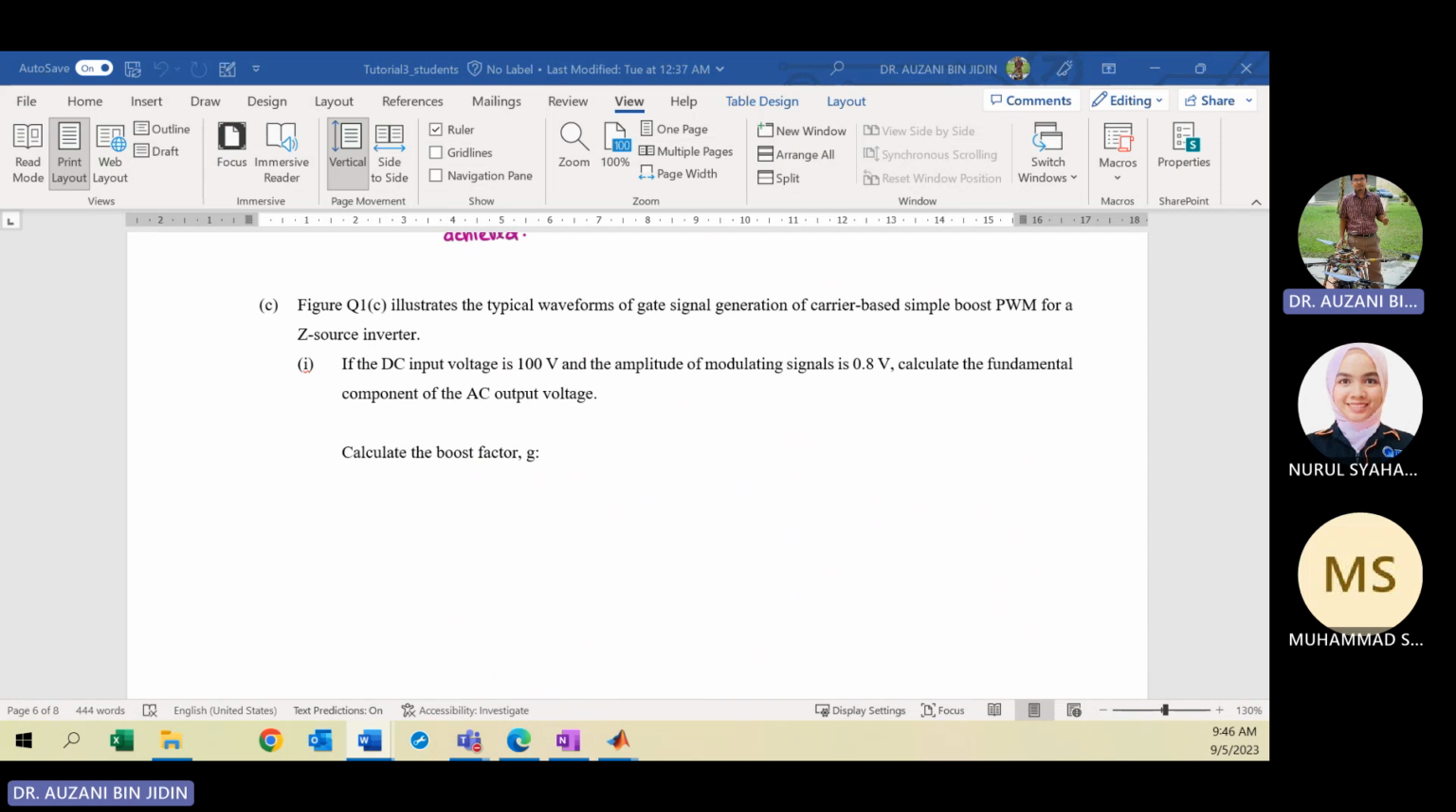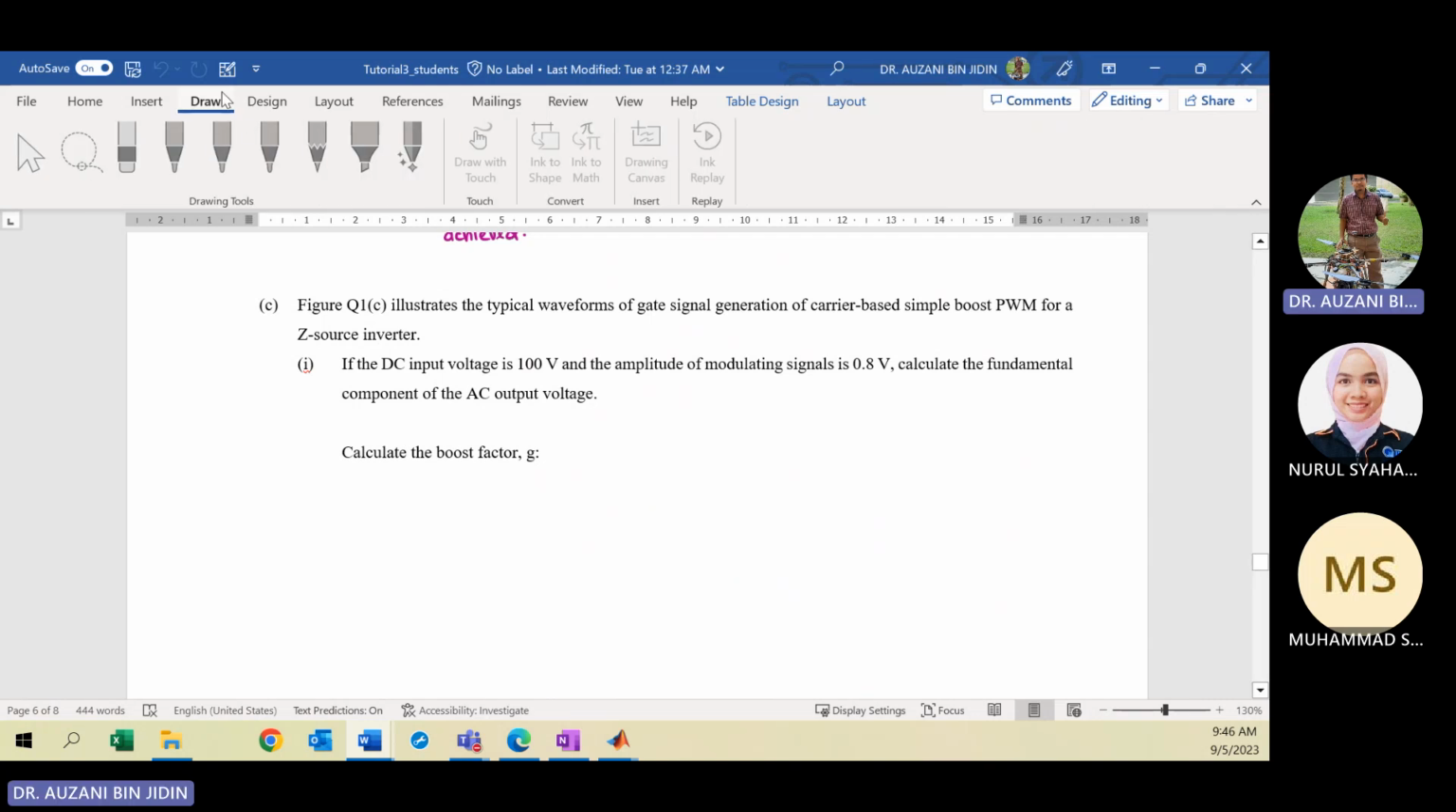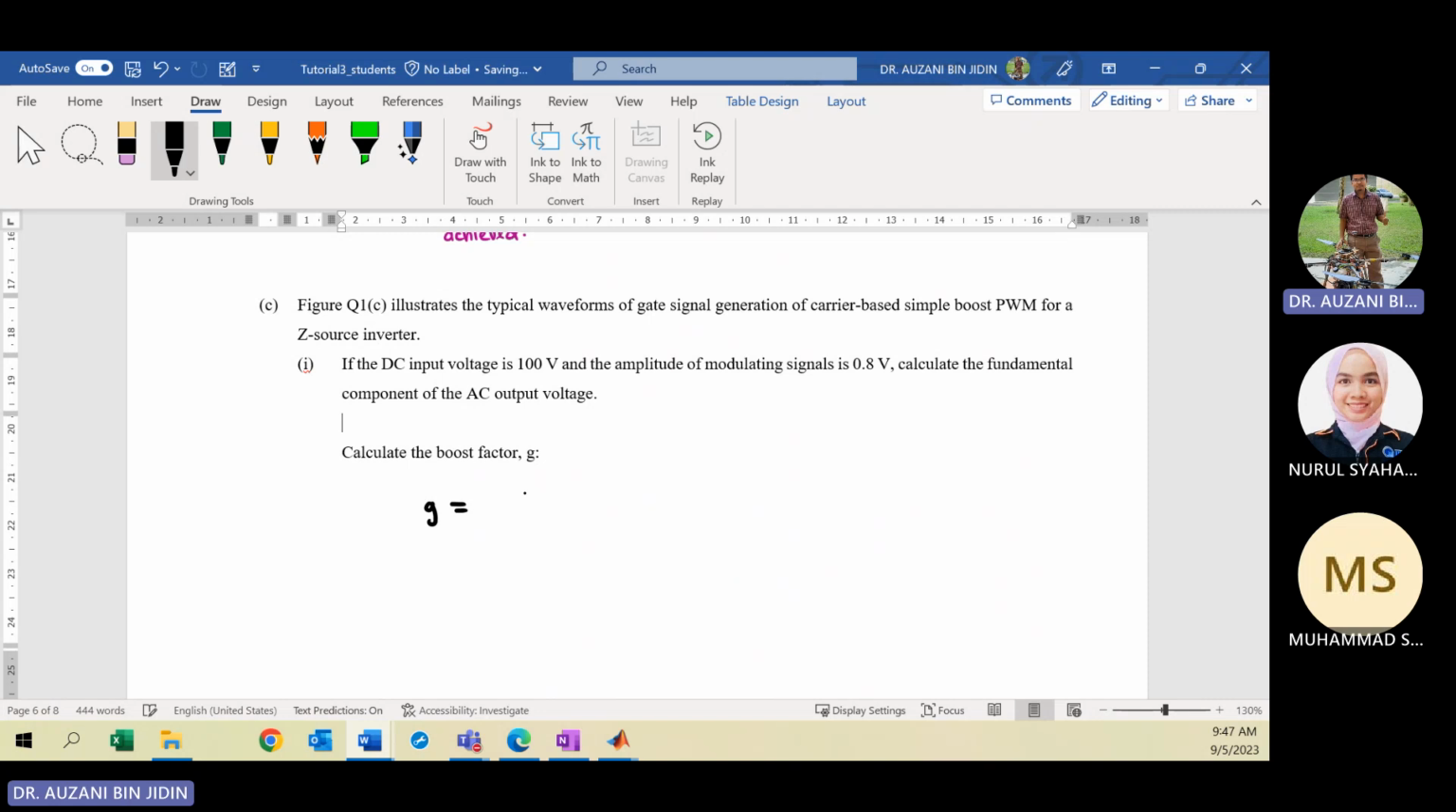Okay, to calculate the G, first you need to write the equation. G is shoot-through period divided by sampling period. So we can write G as 1 divided by 1 minus 2 delta.